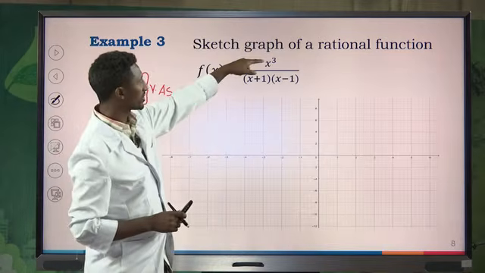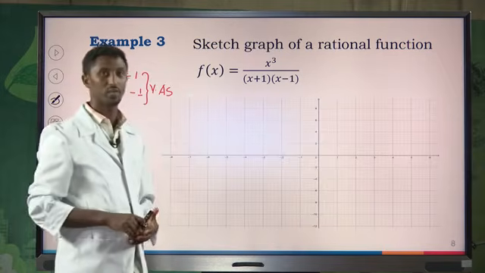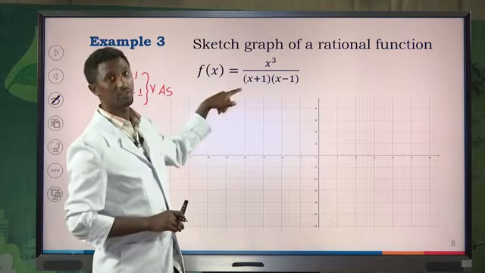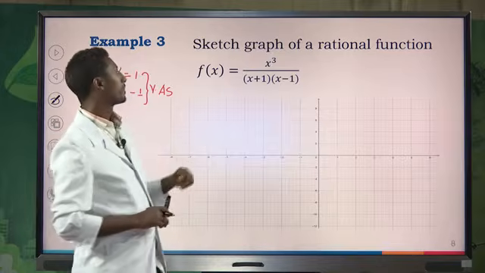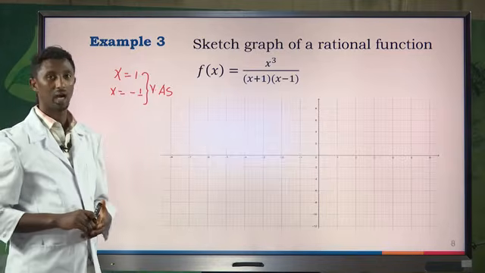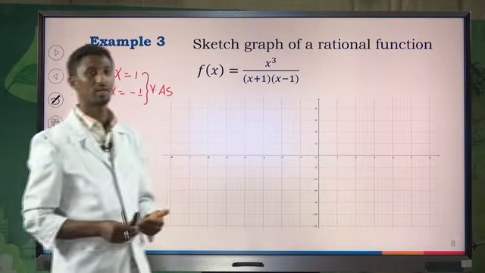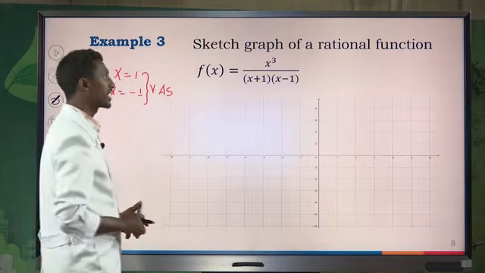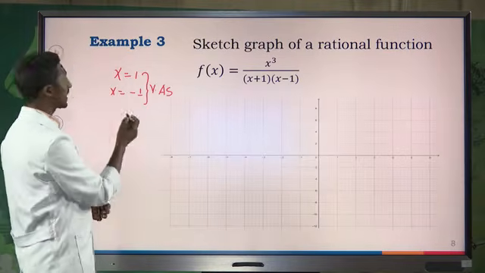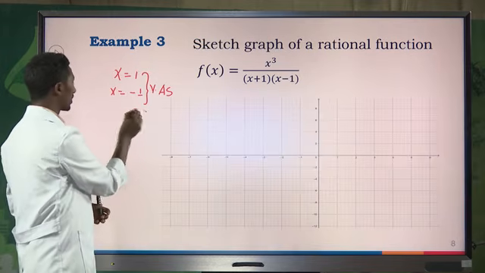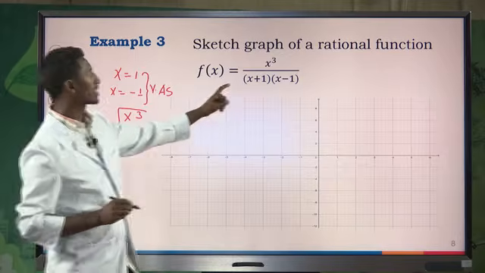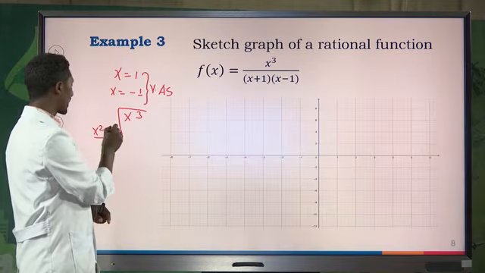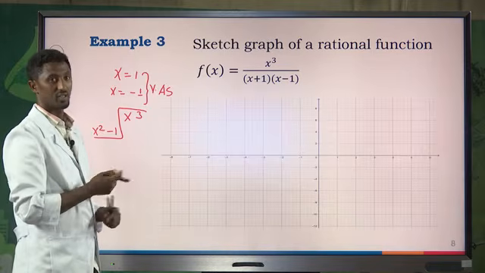Also, f of x equals x cubed over x plus 1 times x minus 1. The degree of the numerator is 3. The degree of the denominator, a product of two linear factors, is 2. So the degree of the numerator is greater than the degree of the denominator by 1. So this rational function will have an oblique asymptote. How can we determine an oblique asymptote? It's the quotient obtained by dividing the numerator by the denominator. So let's divide x cubed by the product of x plus 1 times x minus 1, which is x squared minus 1. Now we can divide this simply.